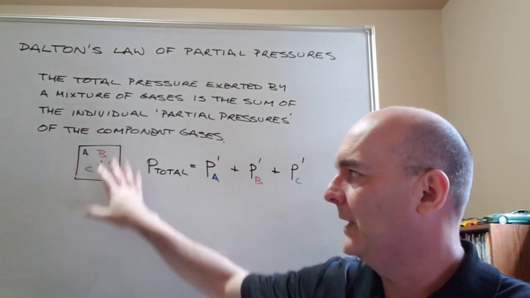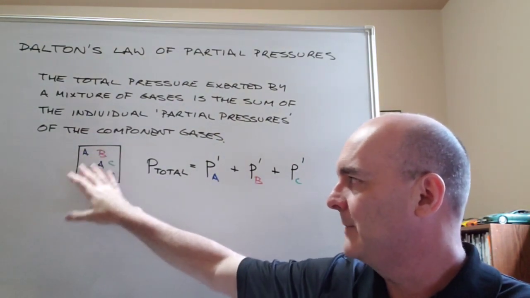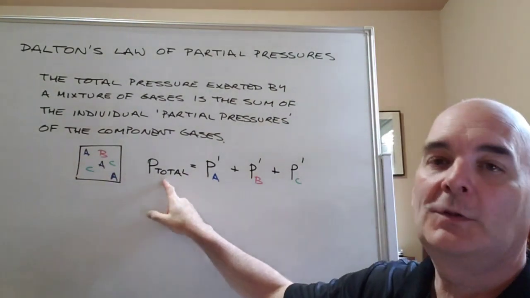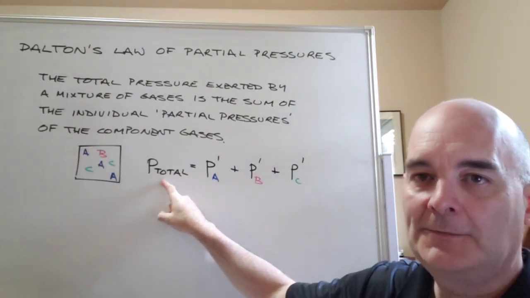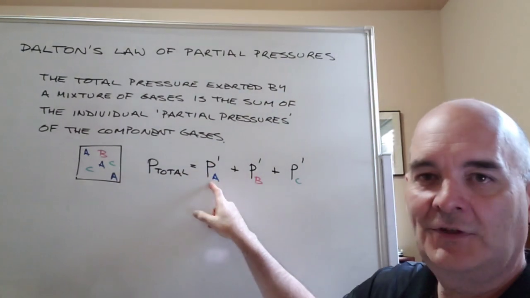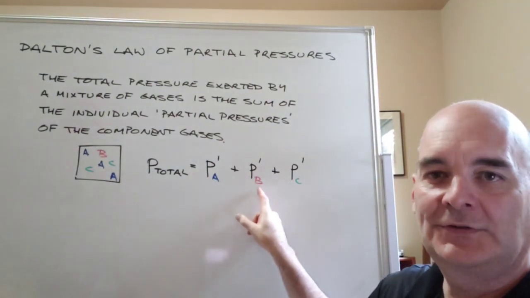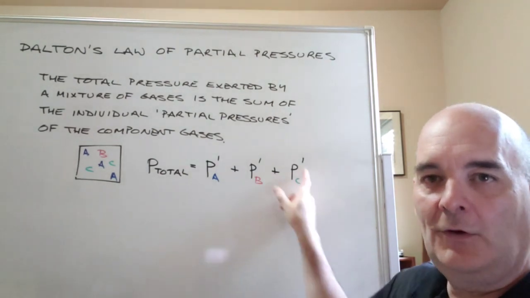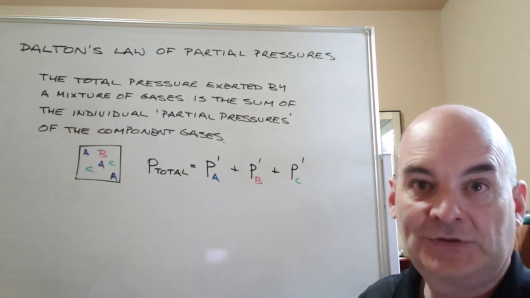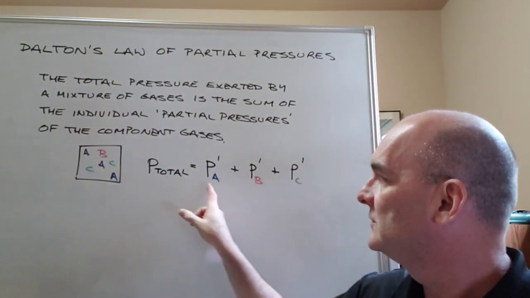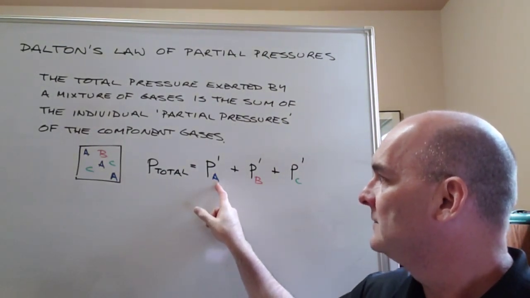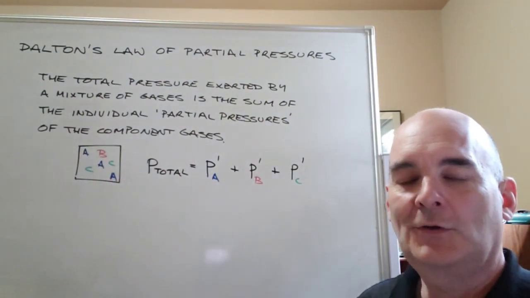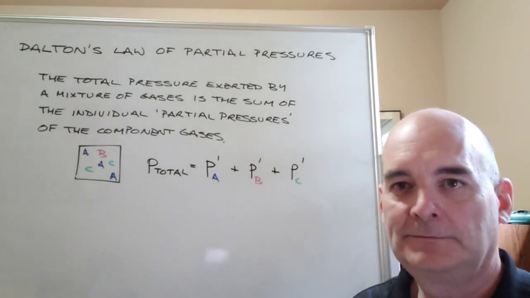So here's a little container, and it contains some A and some B and some C in different amounts. The total pressure inside that container is equal to the pressure exerted by A plus the pressure exerted by B and the pressure exerted by C. All of these added together or summed. And because the pressure of A is only a component of the total, it's called a partial pressure.